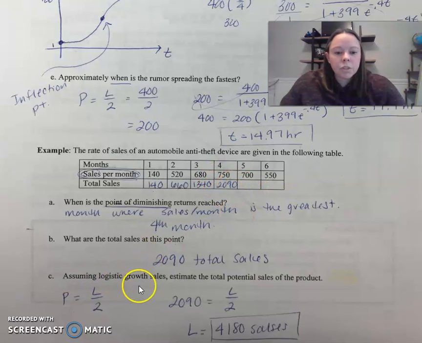And then assuming a logistic growth sales, estimate the total potential sales of the product. So, okay, so if it's a logistic growth, what are the potential sales? What is that carrying capacity? So use your P equals L over 2, and you work backwards. So knowing those were your total sales, then you can work backwards and solve for that L value. So just a fun way to apply the logistic curve.